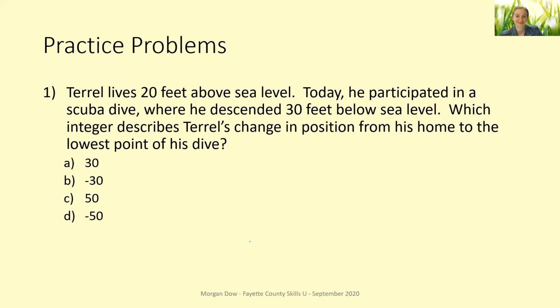So maybe one day. All right, number 1, Terrell lives 20 feet above sea level. Today, he participated in a scuba dive where he descended 30 feet below sea level. Which integer describes Terrell's change in position from his home to the lowest point of his dive? Okay, well, everything in this problem is kind of referencing sea level.